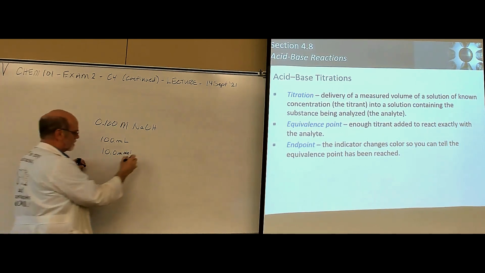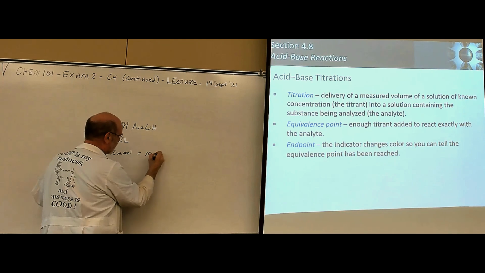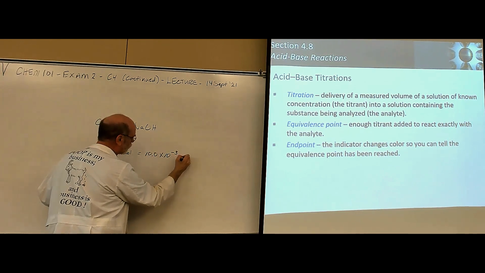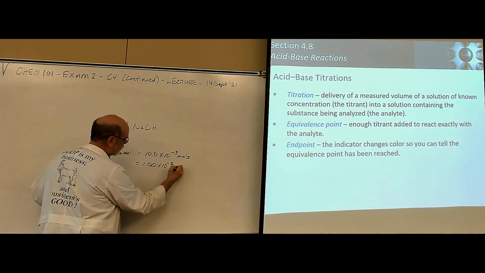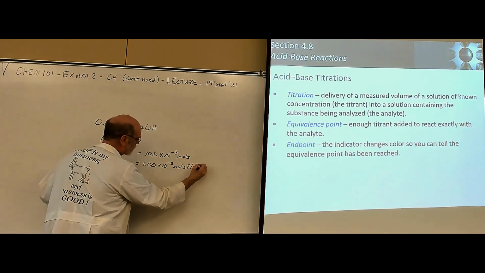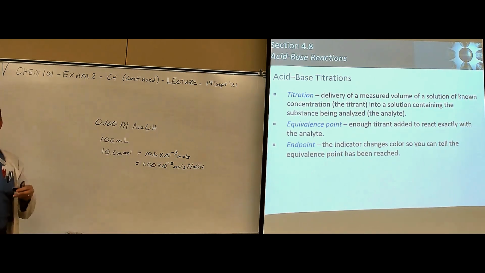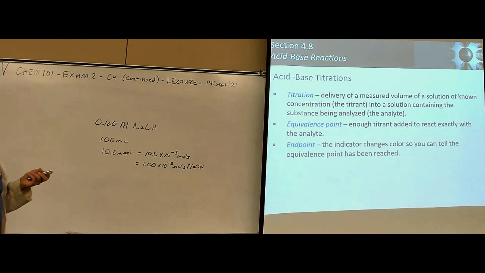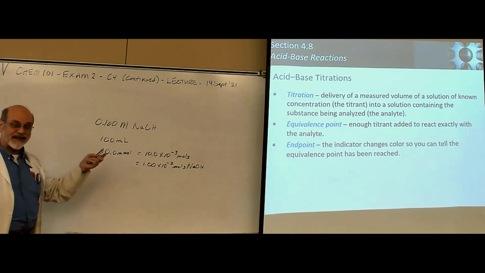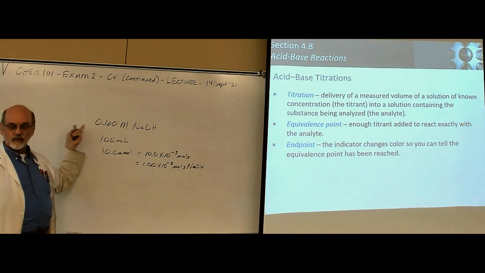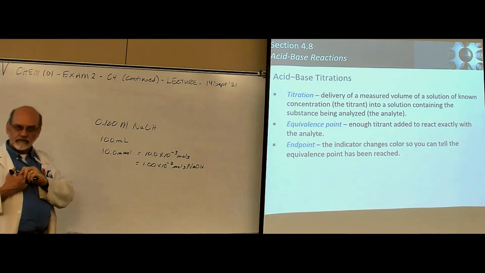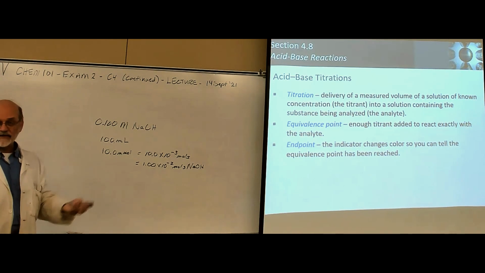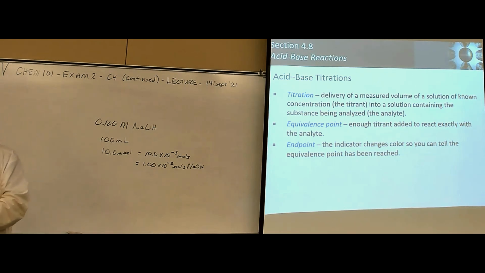Or if you need it, 10 times 10 to the minus 3 moles, or 1 times 10 to the minus 2 moles. That's how much we delivered if we put that much into the solution. That's known as the titrate. Now, the substance we're adding it to, in this case, since this is a base, we're adding it to a beaker which has an acid in it. And maybe all we want to do is standardize that acid. We want to know what the concentration of the acid is.